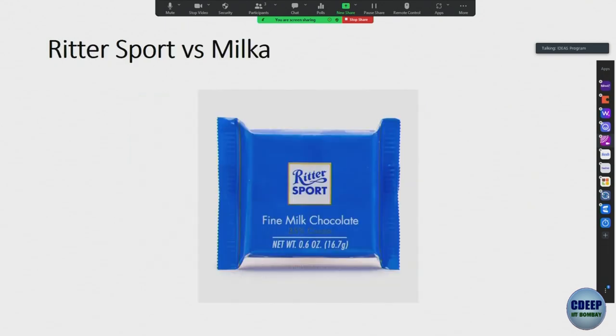The German company, Ritter Sport, around 90 years old, has this square chocolate. And this Milka guy produced a square chocolate. Ritter again sued them. Initially in the lower court Ritter loses, but the higher court says, look, they have that shape registered as a trademark, so you can't infringe. So Milka had to stop.